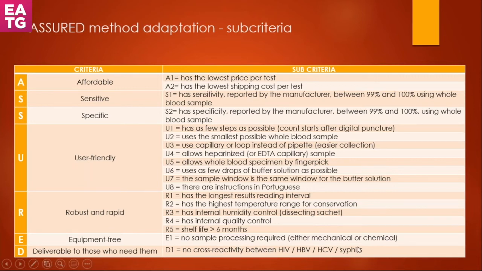This is one thing very important, that we do not want cross-reactivity between these 4 infections because we are doing integrated testing. So this is quite important. And sometimes the manufacturers do not present this information in their leaflet, and it's quite common for syphilis tests to not present this information, not that often for HIV, because they do present this information for viral hepatitis and syphilis, but not the other way around.